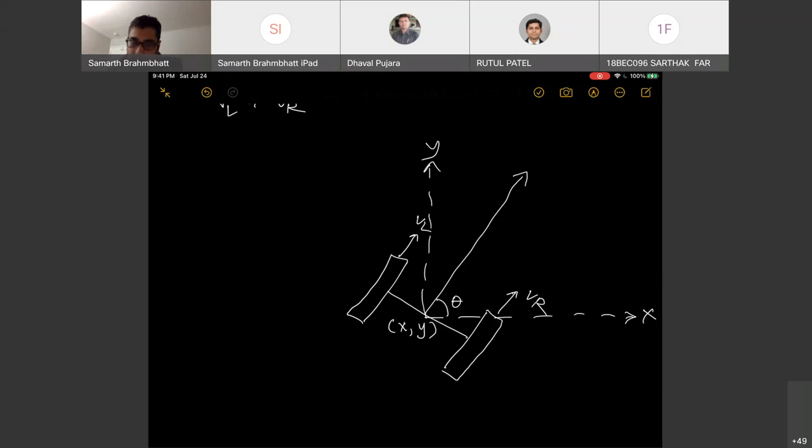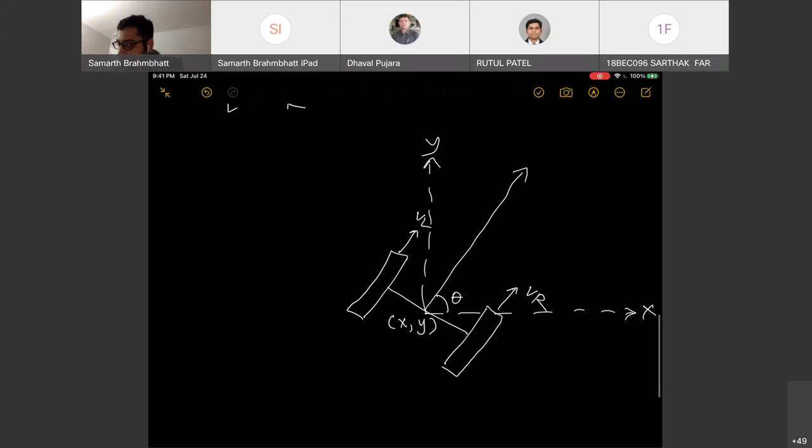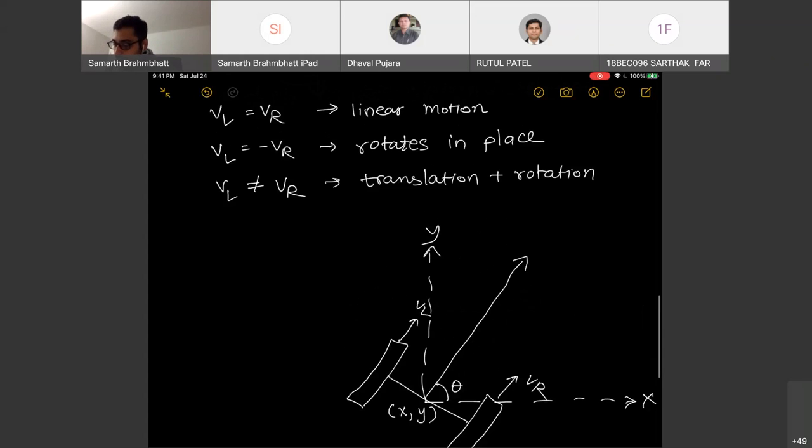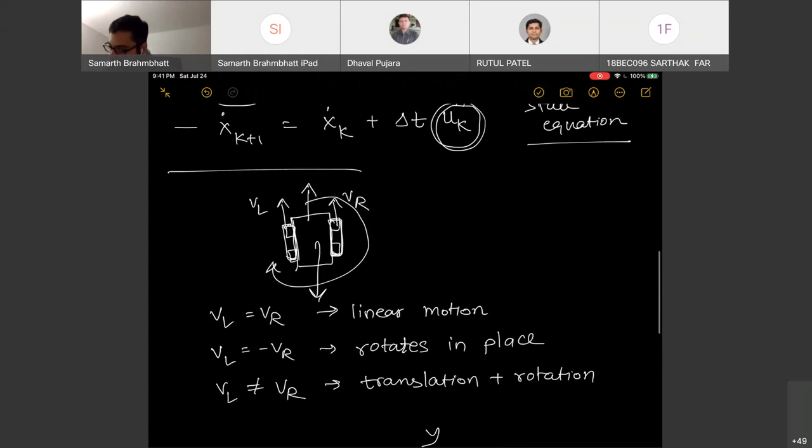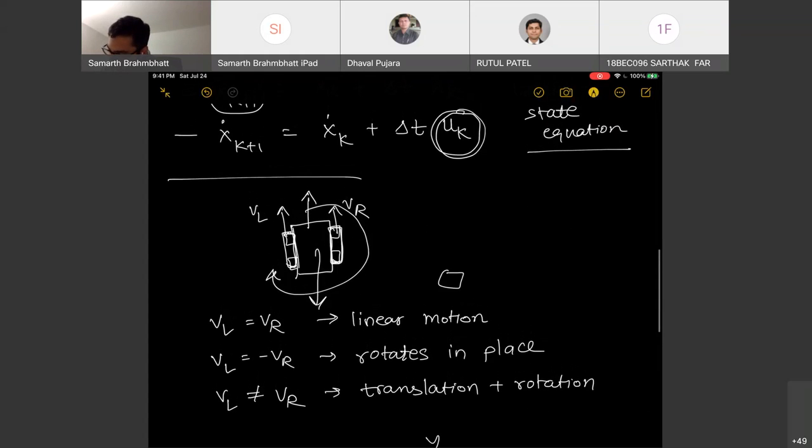So now in the general case, when VL is not equal to VR, it is going to do some kind of rotation, right? So let's say the robot is like this, then it will go like this and end up where this is the forward direction. So in this case, it's traveling in a circular motion. So it is actually part of a bigger circle where there is some kind of center of rotation, C.